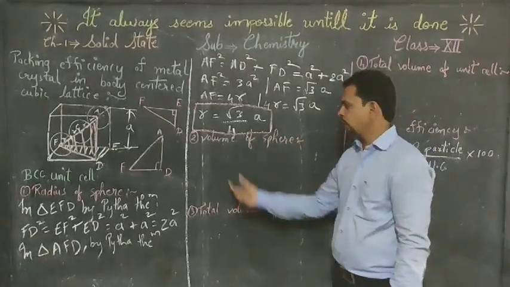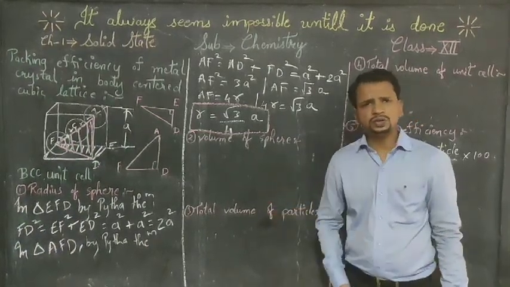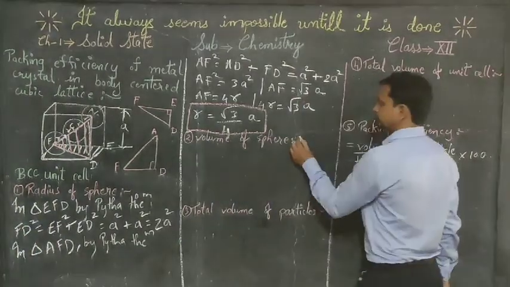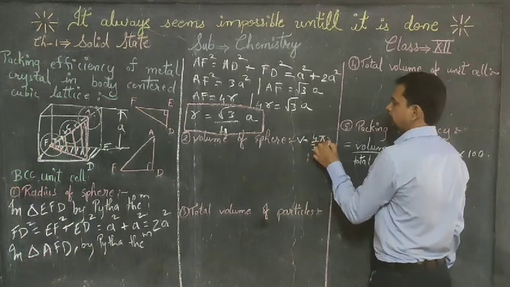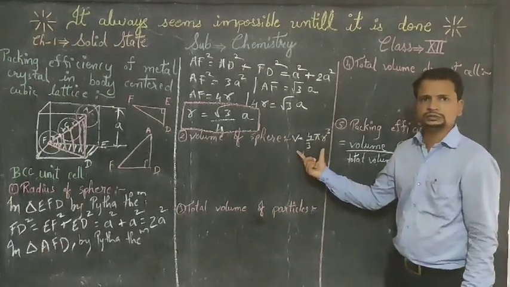Now we have to find out the volume of the sphere. We have studied the formula of volume of sphere in the lower classes, and that formula is V is equal to 4 by 3 pi r cube. This is the formula for the volume of sphere.